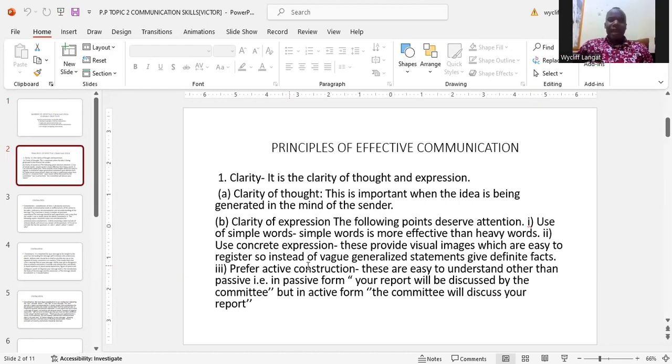Number three, prefer active constructions. These are easier to understand than passive. In passive form: your report will be discussed by the committee. But in active form: the committee will discuss your report. That is now in active form. The committee will now discuss your report.